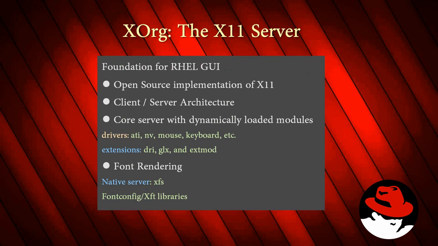Then there comes the X11 server, or Xorg, which is the foundation for the Red Hat Enterprise Linux GUI. The X Window System, also called X or X11, is the foundation of the graphical user interface on RHEL. The X Window System is maintained by the X Consortium, which creates a reference implementation of X under an open source license.